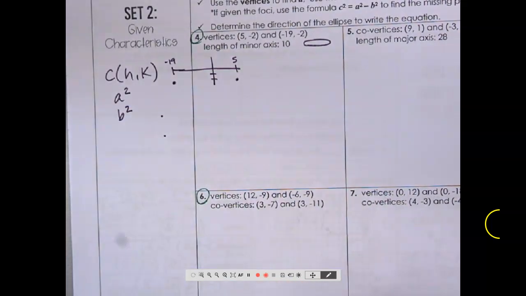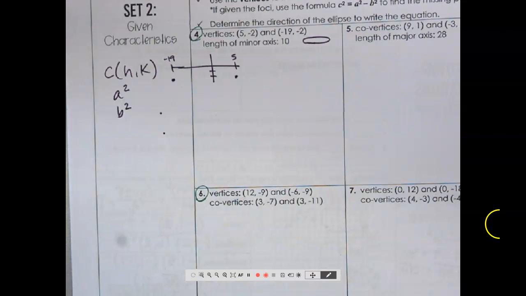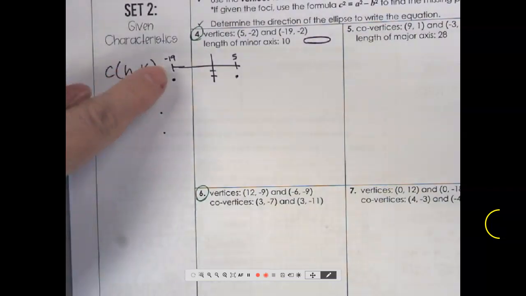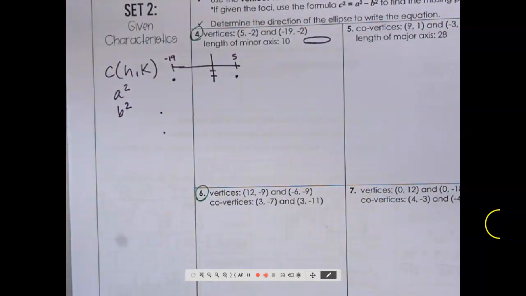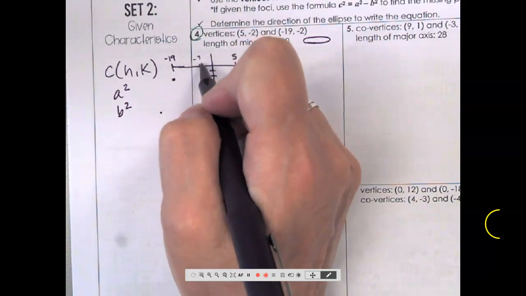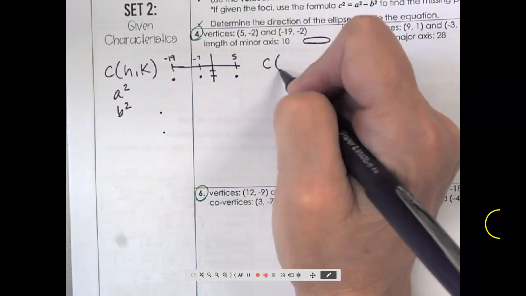Okay? So, what do I find halfway between these 2 points? The center. Okay, so walk it in from the end or average those 2 numbers to figure out what's in the middle. So -19 plus 5 is -14. Divide that by 2, that's -7. So that tells me at -7, -2, I will find the center.